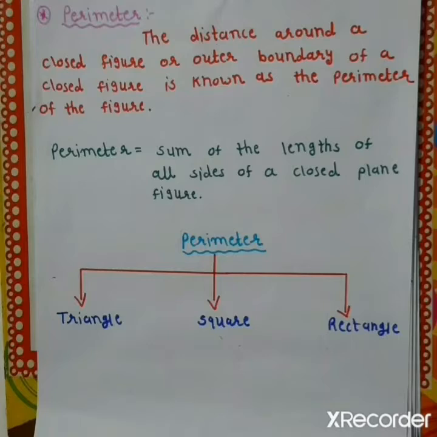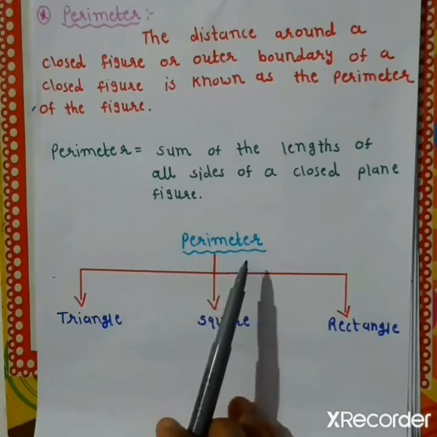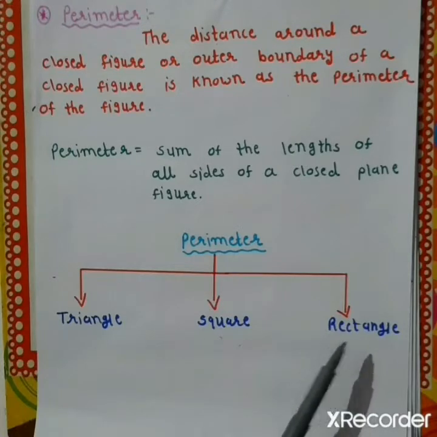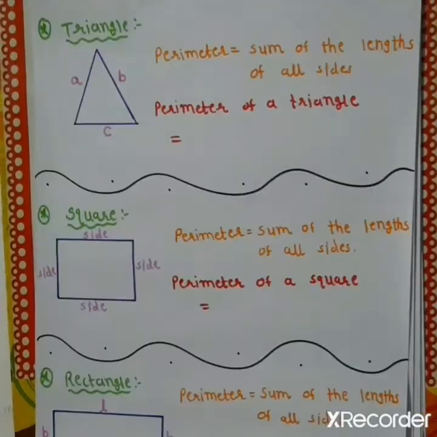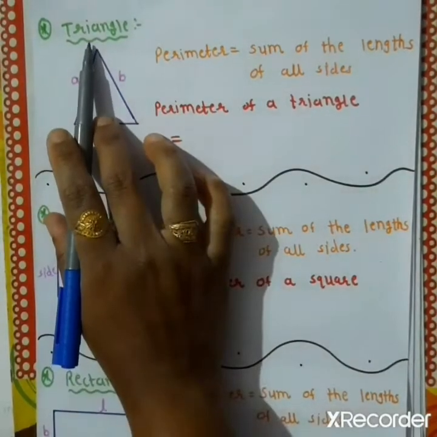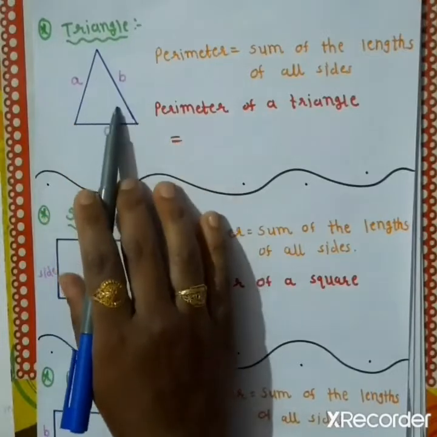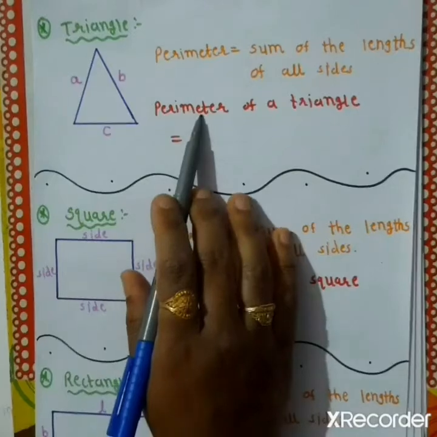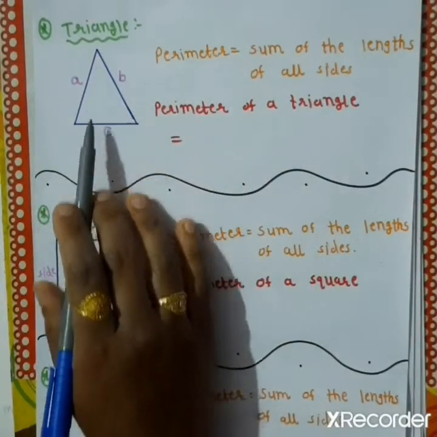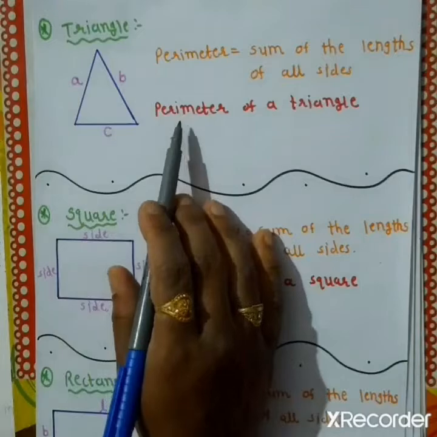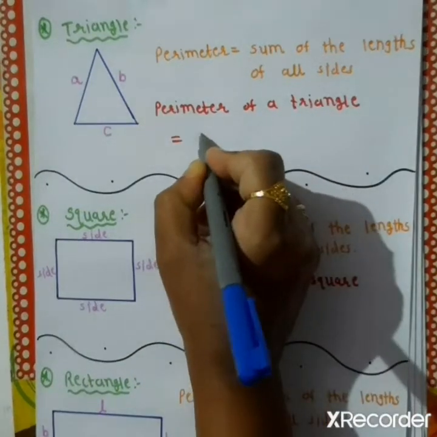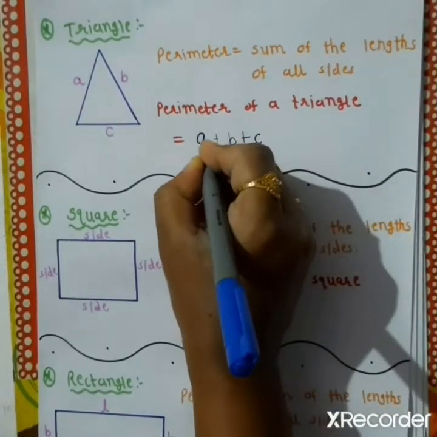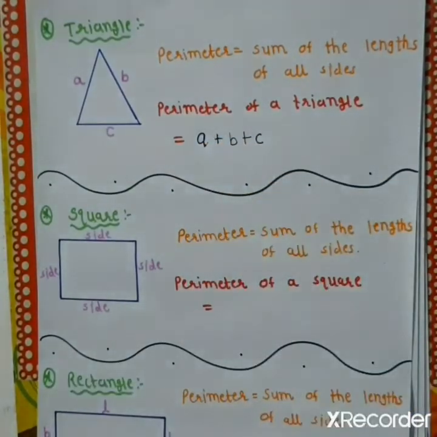Today, we will learn to find the perimeter of the polygons, triangle, square and rectangle by using formulas. Perimeter of triangle. One triangle is given. The lengths of its sides are A, B and C. To find the perimeter of this triangle, we will add all these three sides. That means the perimeter of a triangle is A plus B plus C.